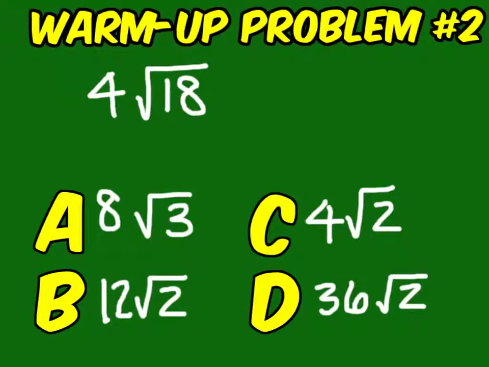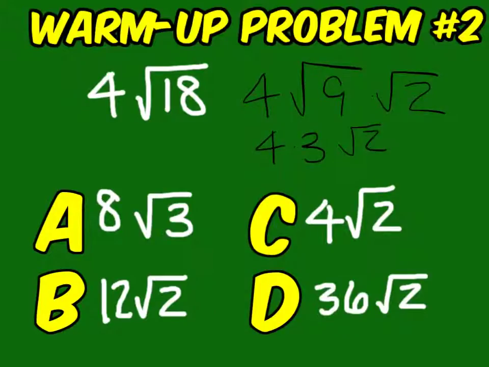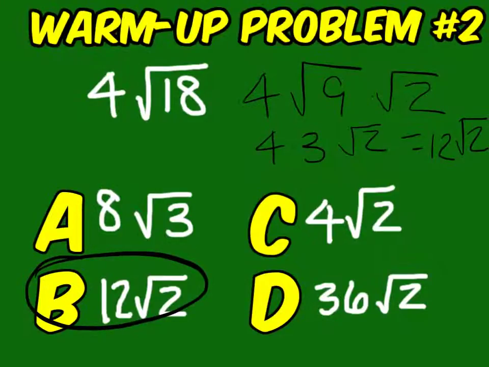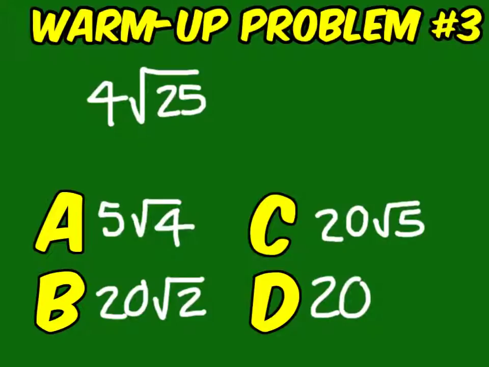So in order to do this one, we have 4 times the square root of 9 times the square root of 2. The square root of 9 is 3. 3 times 4 times radical 2, so it'd be 12 radical 2, which is B. For this one, the square root of 25 is 5, so you just have 4 times 5, which is equal to 20. So that's D.